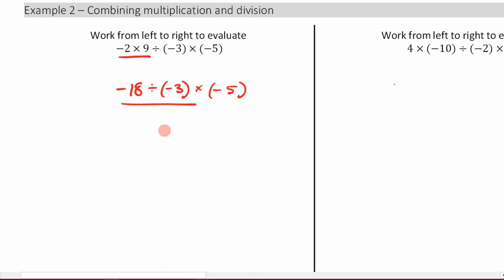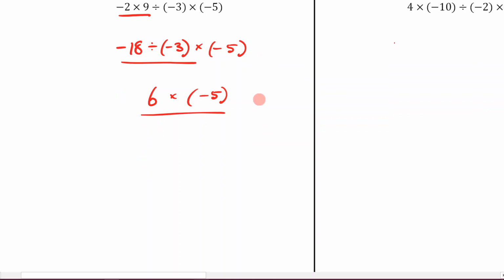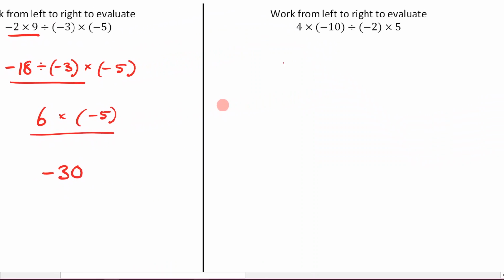Then I'm going to do this. What is negative 18 divided by negative 3? Well, 18 divided by 3 is 6. And because they're both negatives, it's going to be positive. And then I just copy down what I have there. And now this is my final thing I need to do here. 6 times 5 is 30. And because it's negative, I've got a negative there. So again, I'm doing the calculation, then going back to see what the negative or positive is going to be.